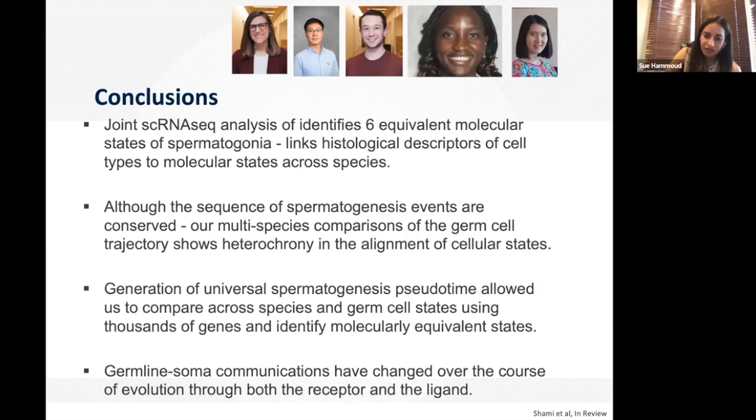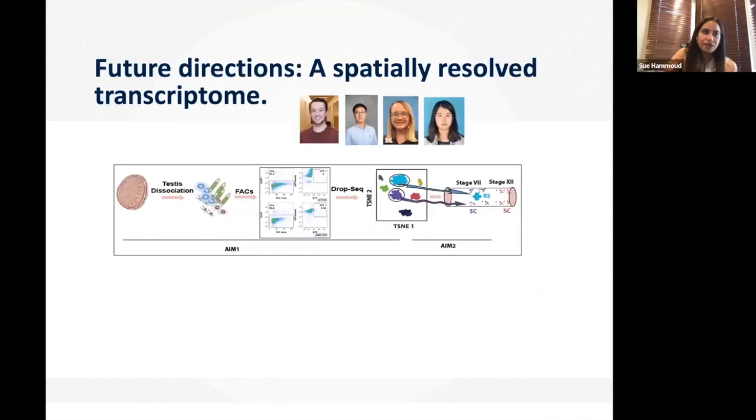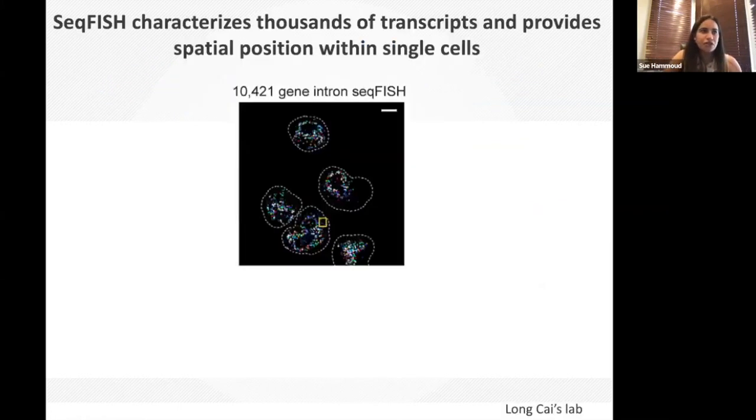And we've also identified significant changes in the germline-soma communication. So some of our future work will focus on creating a spatially resolved transcriptome. We've identified molecular cell types, but we have to map these in space in order to understand what the signals coming from the somatic cells are, and how this is going to affect the differentiation trajectory of germ cells.